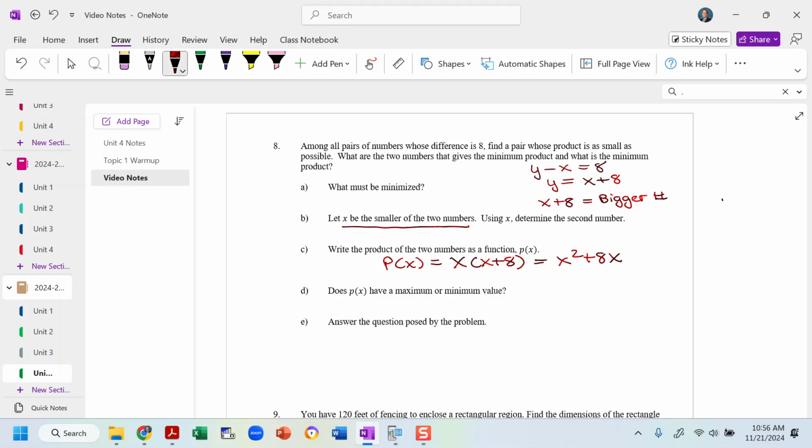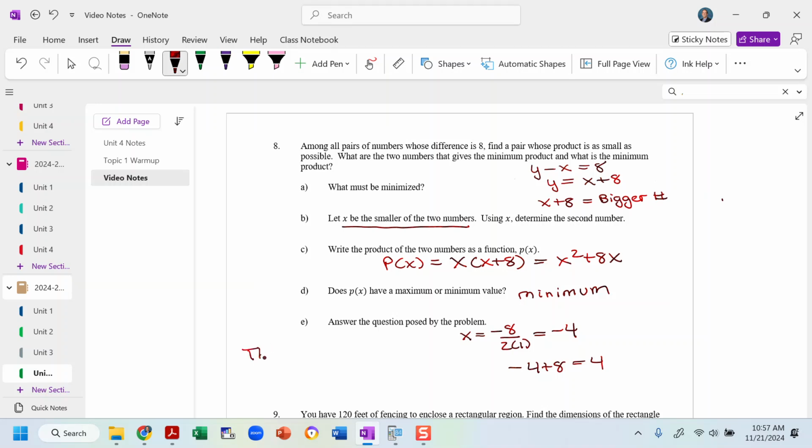Right? So basically, if you multiply this out, it's x squared plus 8x. So will it have a maximum or minimum value? It has a minimum value, right? Because it opens up. And then when you find the vertex, to find the minimum value, remember x equals negative b over 2a. So it's equal to negative 4. So x is the smaller number. So then the bigger number, negative 4 plus 8, is equal to positive 4.